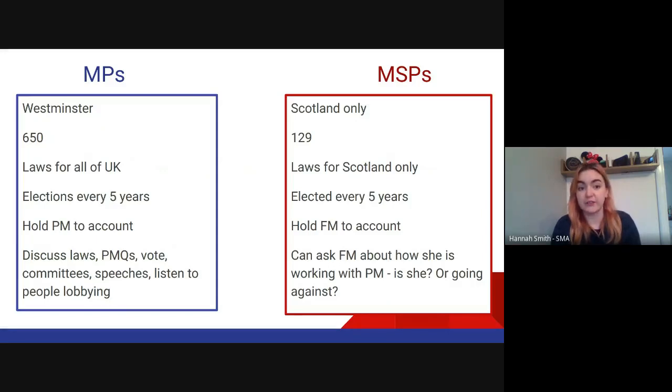There are elections every 5 years. Their main job is to hold the Prime Minister and his cabinet, his government to account. So remember last week we looked at executive. That's where the Prime Minister and his cabinet comes into.